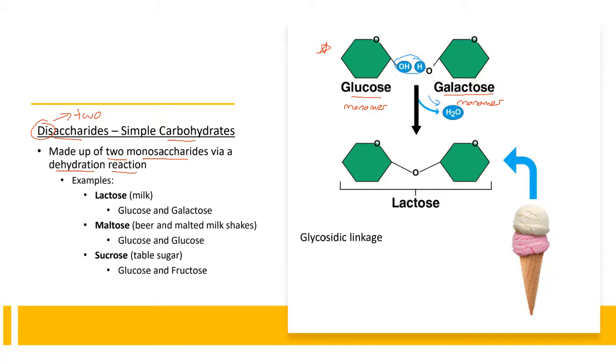Remember I was talking about these two different reactions? Same thing. We use a dehydration reaction, take water out, make a covalent bond, and what do we get if we put glucose and galactose together? We make something called lactose, and lactose is a disaccharide. And lactose is a sugar in your milk.